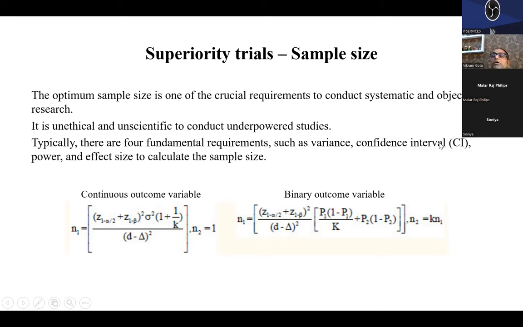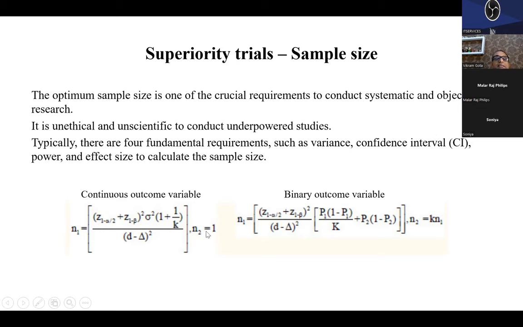The confidence interval is always derived from your alpha error, whatever you choose, that is the type 1 error. Power is obtained from the beta error, and the effect size, that is the difference that you are looking for between the two treatments. So essentially, those are the inputs that go into the calculation of the sample size.